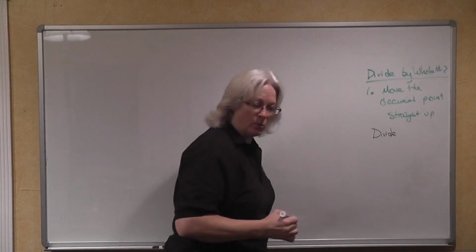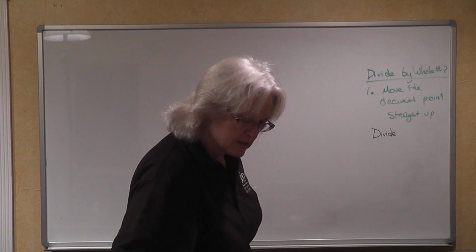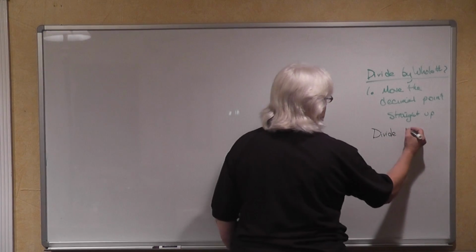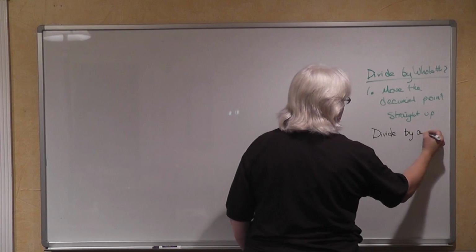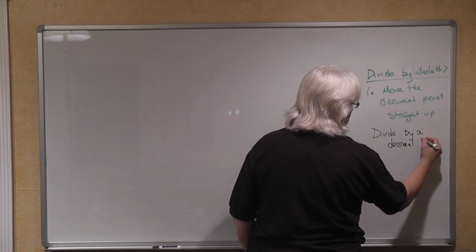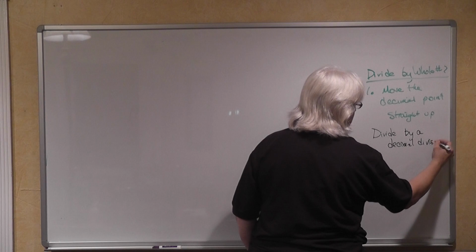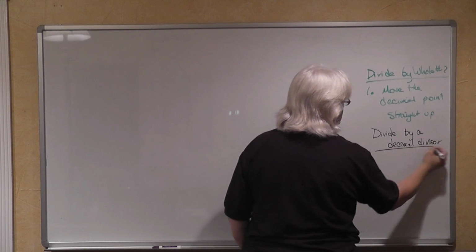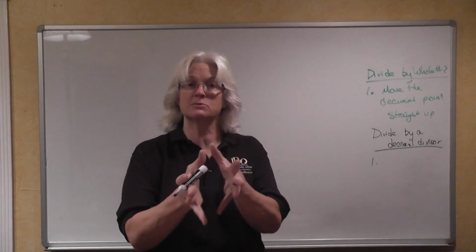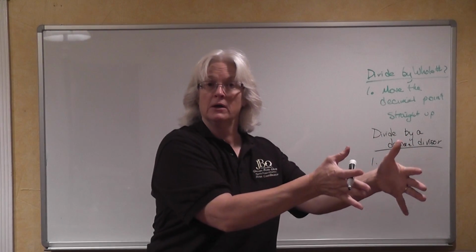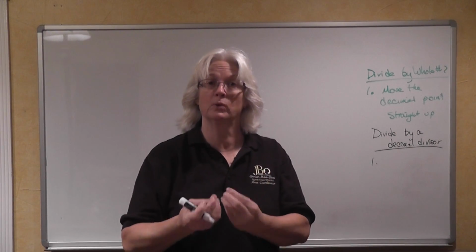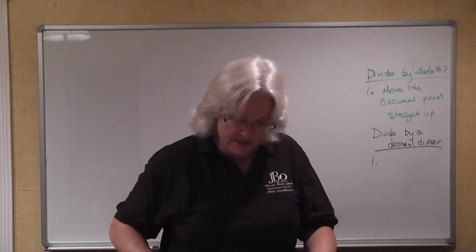Divide, let's see how I want to title this. Divide by a decimal divisor. This is going to be a little bit different. What are we going to have to do? Because we have a decimal point in both the divisor and in the dividend, and we need to know how to deal with those decimal points in both places.